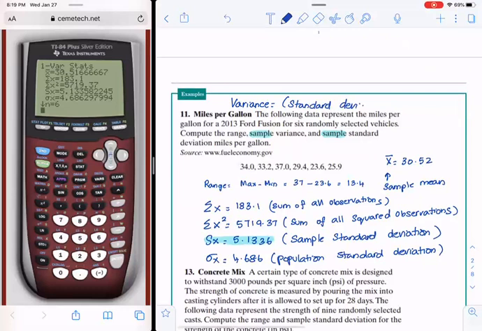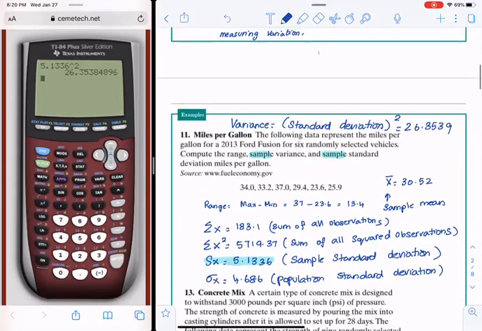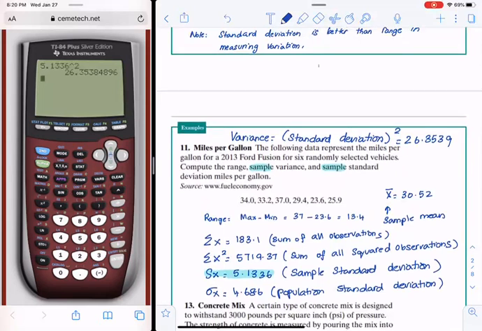So 4.686, sorry, 5.1336, and I square it, I get 26.35384. I'll call it 26.3539, and that simply would be the sample variance.